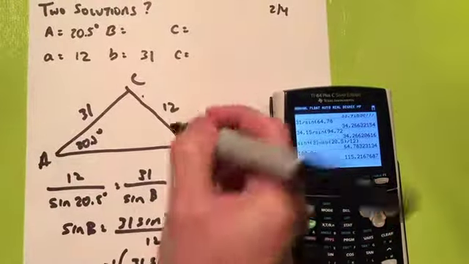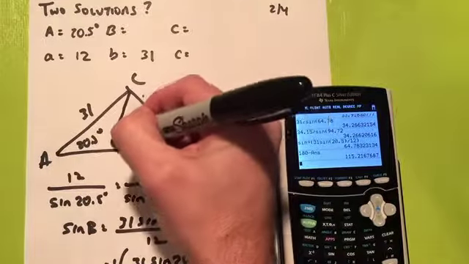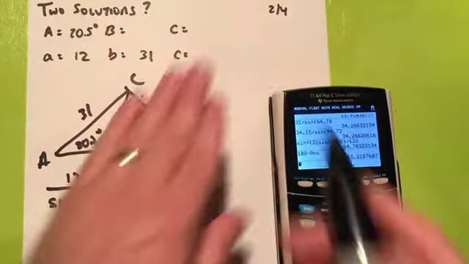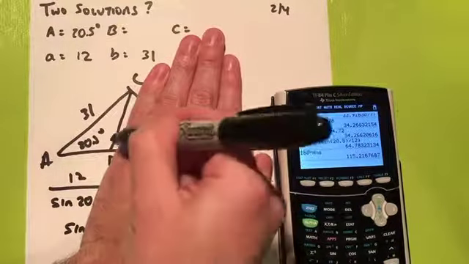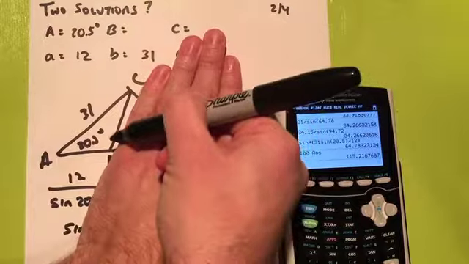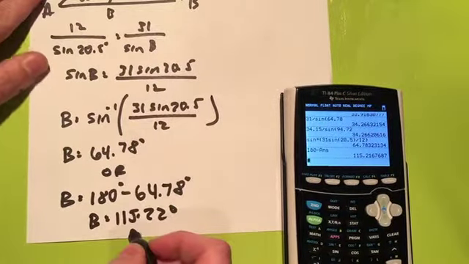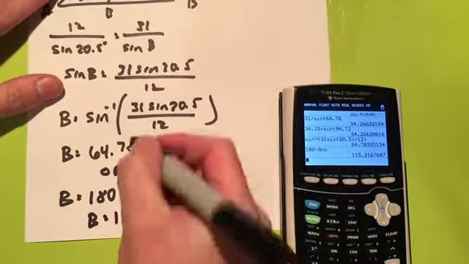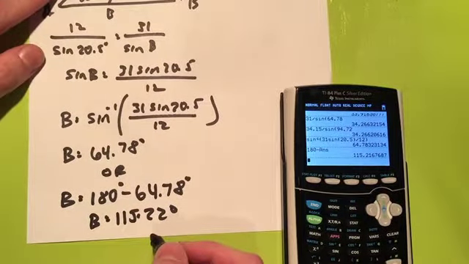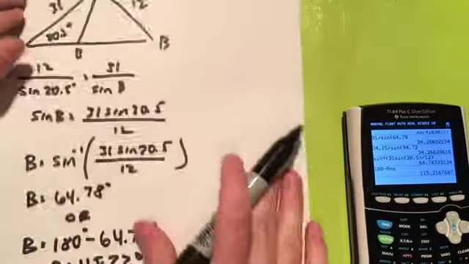What that's doing is either B is here at 64.78 degrees, or B is actually over here, and there's our triangle, where it's going to be an obtuse angle. It has the same sine value because it could be an acute angle in quadrant 1 or the obtuse angle in quadrant 2. They have the exact same sine values. From here, we find the two values.